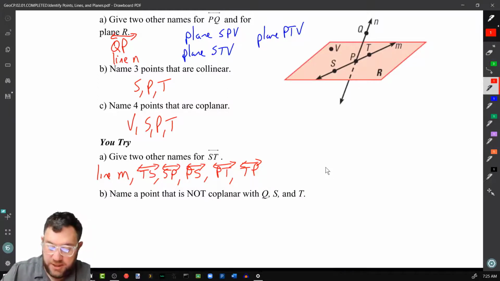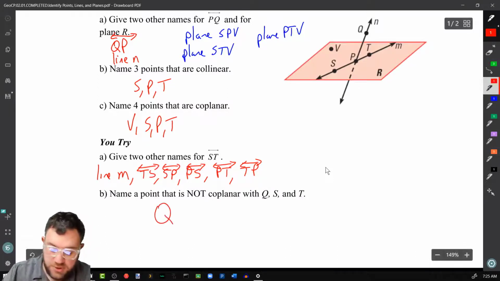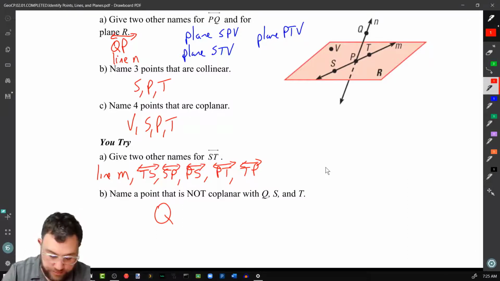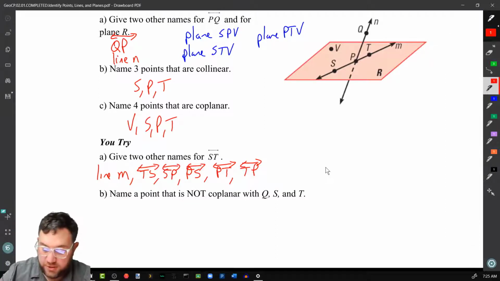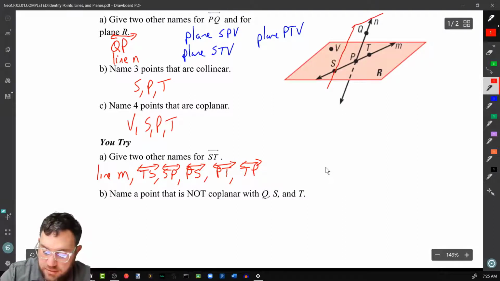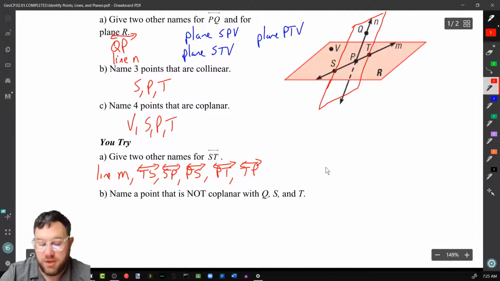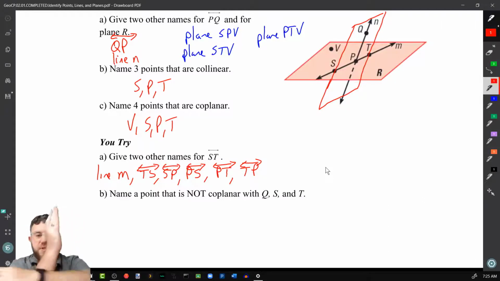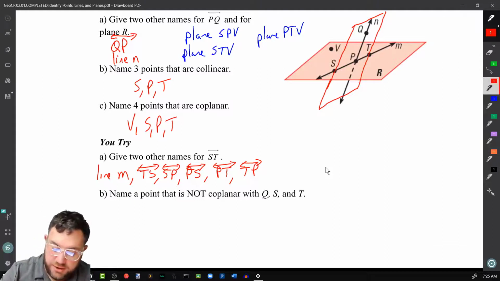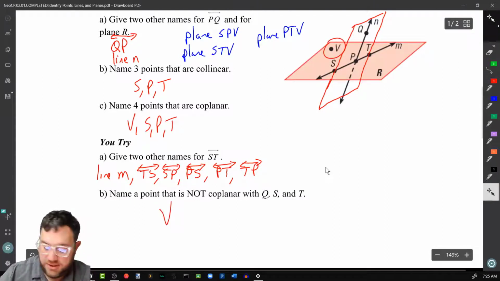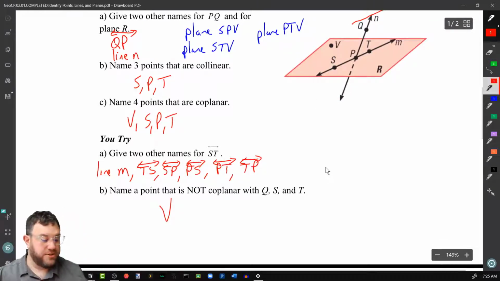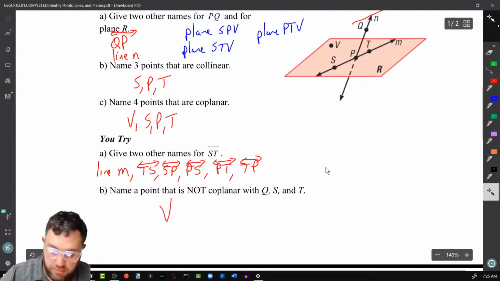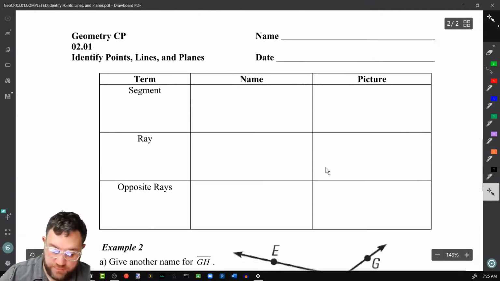All right, and for part B, we actually kind of talked about this. Point Q is not coplanar. Oh, nope, that's wrong. Misread the question. A point that is not coplanar with Q, S, and T. Now this is a plane that is not drawn, so these are kind of hard to see. But if this were two pieces of paper that intersected each other, you could see that point V would be off by itself. We won't have a lot of questions like that, and we won't see this three-dimensional stuff very often in class yet. So if you struggled with that one, don't stress it.